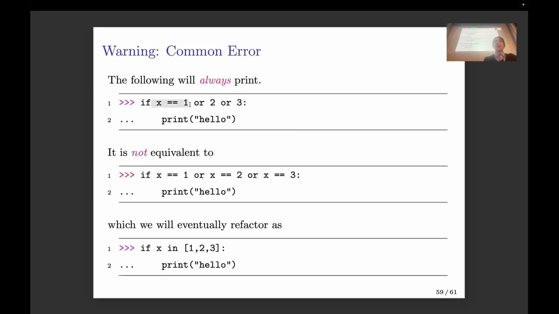How do we read this? If x is equal to 1, or 2. What's 2? True. What is anything or true? True. So isn't this just true? That's if true. It seems so nice. Oh, if x is equal to 1 or 2 or 3. That sounds like it should be checking one of those things. But no, that's not how you check if x is equal to 1 or 2 or 3.